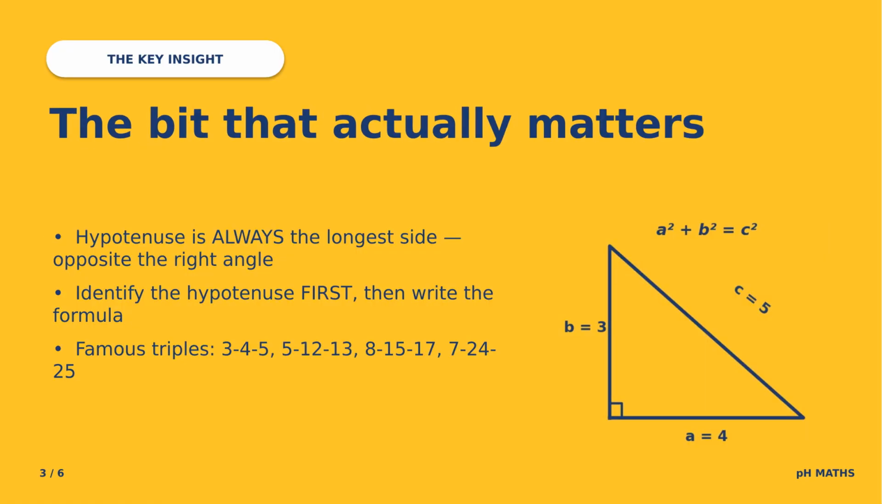Key insight: identify the hypotenuse first. It's the longest side opposite the right angle. Once you know which side that is, you can write your equation correctly. If you're solving for one of the shorter sides, rearrange. c squared minus b squared equals a squared. And memorize the famous triples: 3, 4, 5; 5, 12, 13; 8, 15, 17; and 7, 24, 25.